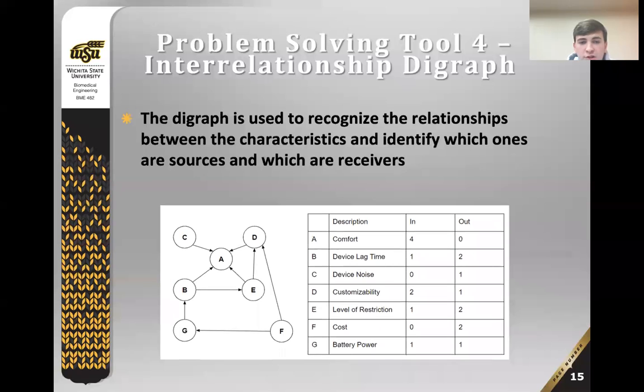The interrelationship diagram allowed us to identify characteristics based on the Pareto chart and survey results and decide which were sources and which were receivers. This helped in determining which ones were more important.